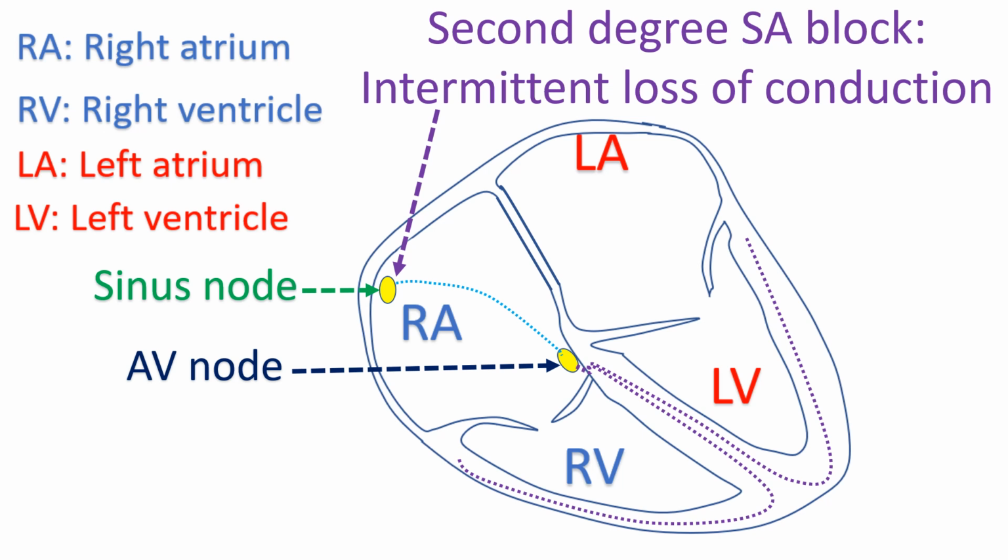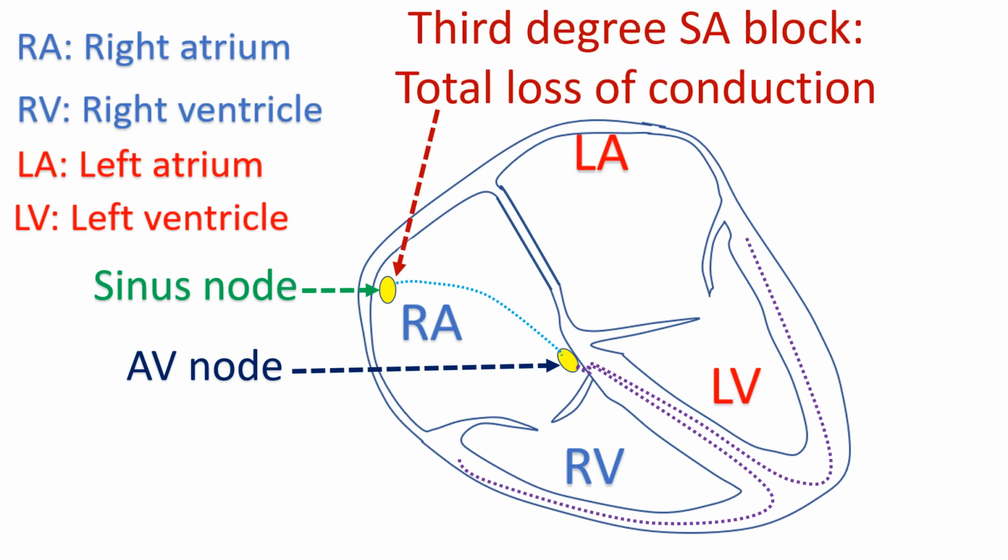This is manifested by intermittent absence of P waves in the surface ECG. Second degree SA block is the only type which can be diagnosed from the surface ECG. Third degree SA block means that there is total absence of conduction from the sinus node to the atrium. In the surface ECG, this will manifest indirectly as absence of P waves originating from the sinus node.